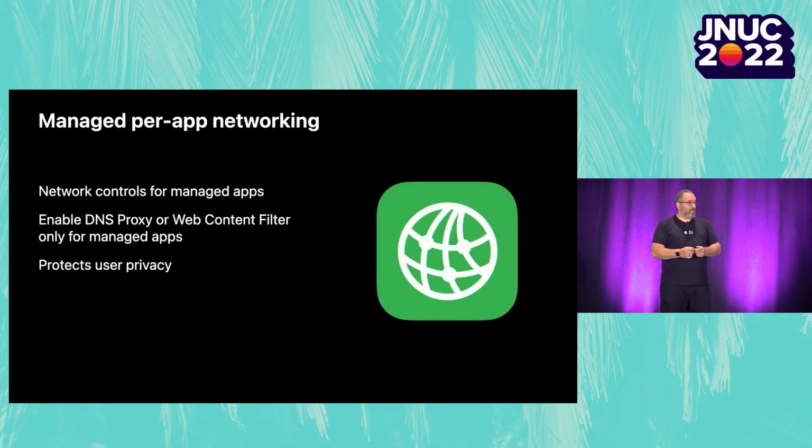Expanding per-app managed network capabilities, new DNS proxies and web content filters will be available for devices enrolled in user enrollment running iOS 16 or iPadOS 16. This means only network traffic by managed apps will be passed through DNS proxy, web content filter, or both. The user's personal traffic stays separated and won't be filtered or proxied by the organization. This is accomplished by using UUID key value pairs in the DNS proxy and web content filter.